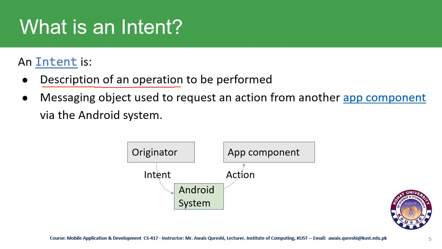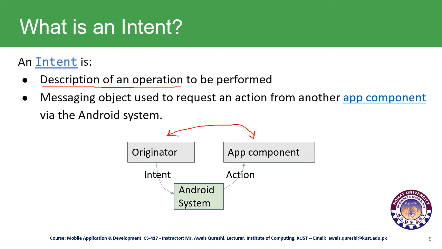It is a messaging object used to request an action from another app component via the Android system. This means that one activity passes messages to another activity with the help of an intent. We can see this in the diagram: this is the originator, an app component, and it wants to communicate with another app component.